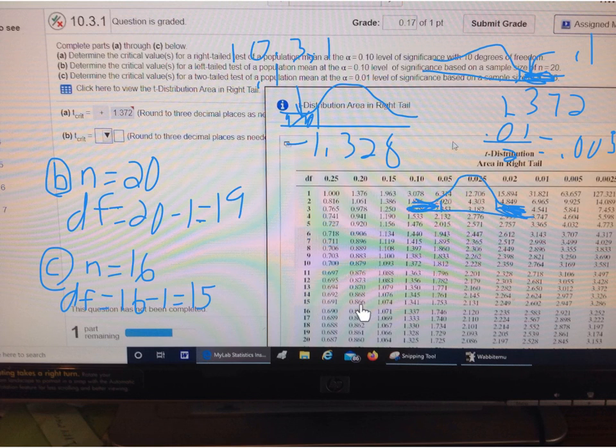So 15, we come all the way across here, and we get 2.947. And so it's going to be a positive 2.947, and also a negative 2.947, because it's a two-tailed test. It's symmetric about the middle, so it's just a positive and negative value here.